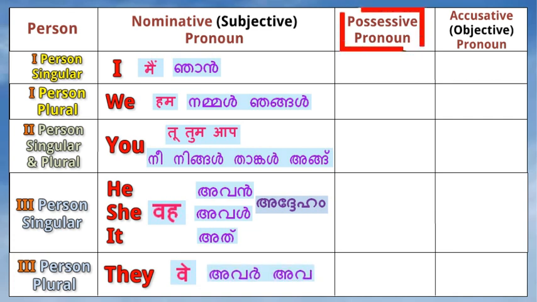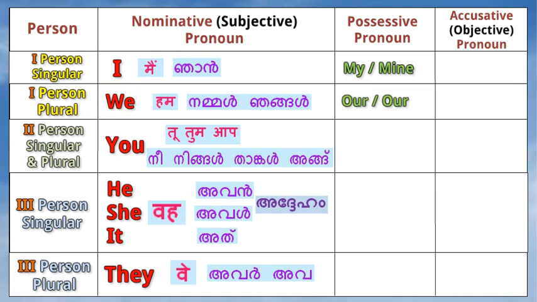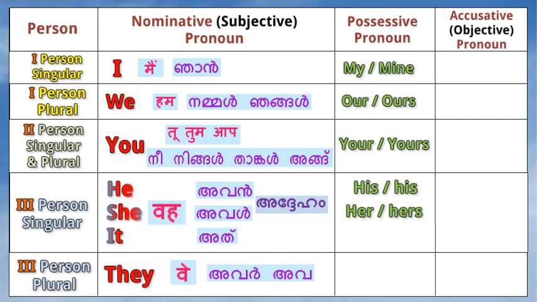Possessive pronoun. Possessive pronoun of I is my and mine. Possessive pronoun of we is our and ours. Possessive pronoun of you is your and yours. Possessive pronoun of he is his. She is her, hers. It is its. Possessive pronoun of they is their and theirs.